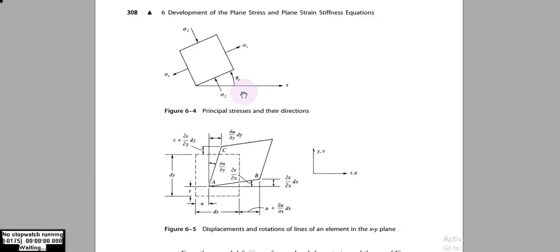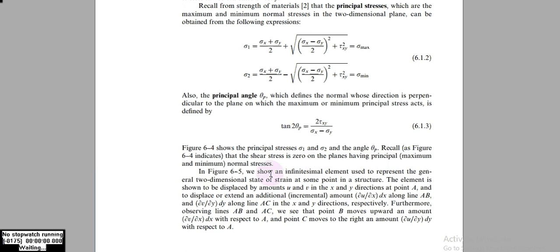Now we can see figure 6, the infinitesimal element used for representing the general two-dimensional state of strain at some point in the structure. What we will see is the incremental amount: del u by del x into dx along the line AB, and del u by del y into dy along AC.